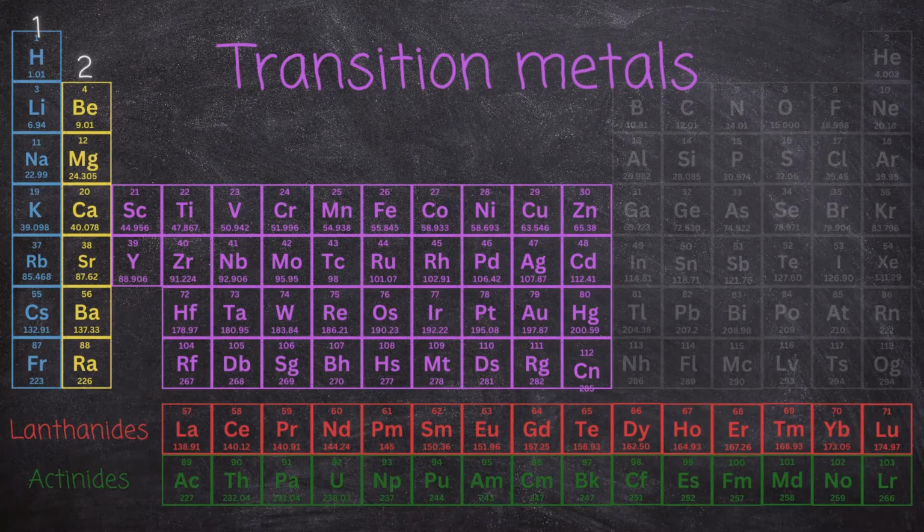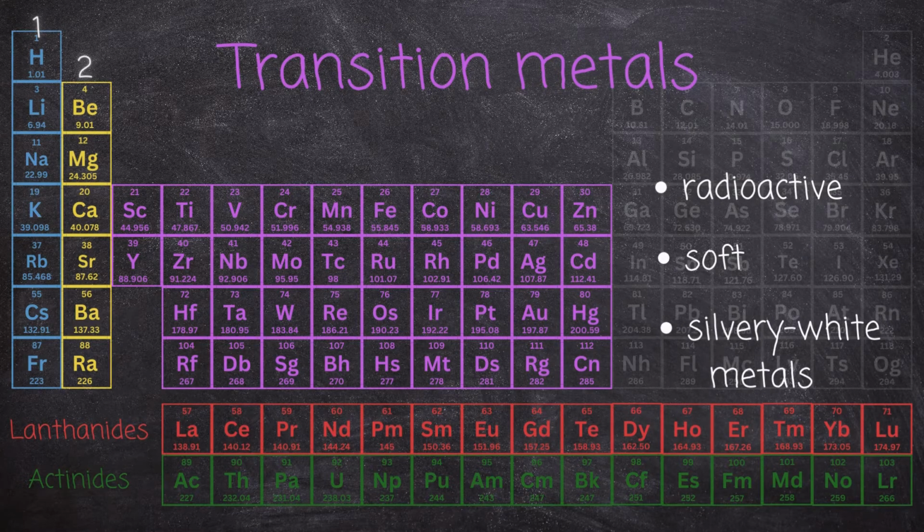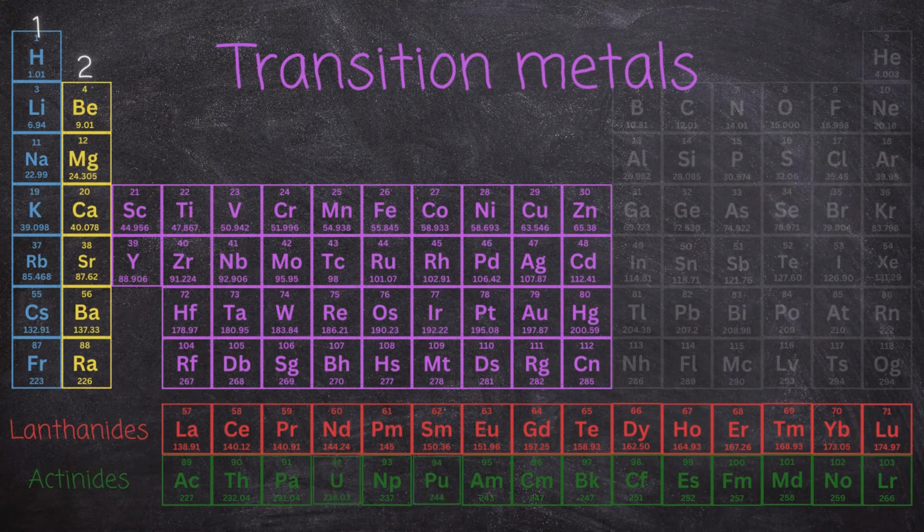The actinides include actinium, thorium, protactinium, uranium, neptunium, plutonium, americium, curium, berkelium, californium, einsteinium, fermium, mendelevium, nobelium, and lawrencium. They are all radioactive, soft silvery white metals. Uranium and plutonium are used in nuclear fuels and weaponry.